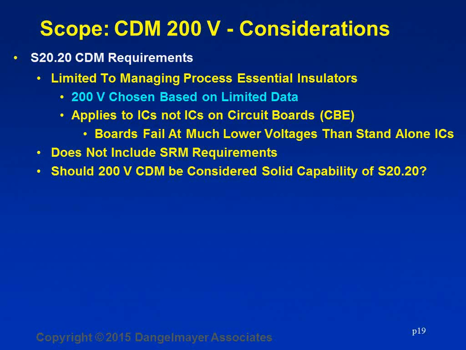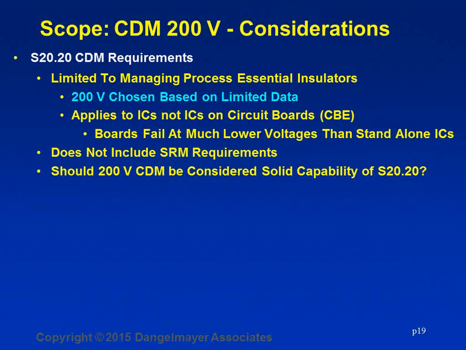It does apply to integrated circuits, but not necessarily integrated circuits on circuit boards. We found that boards can fail at a much lower voltage than a standalone IC. When you talk about charge device model, you've got to deal with the capacitance of the item that's being discharged, and that's where it really comes in. A circuit board with many devices on it has more capacitance and therefore can get much higher discharge currents and cause failures. The standard doesn't really include any kind of surface resistivity requirements, and we think that's important. So that's one of our recommendations.